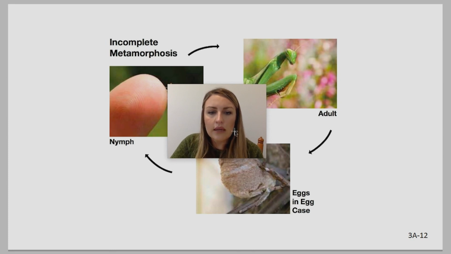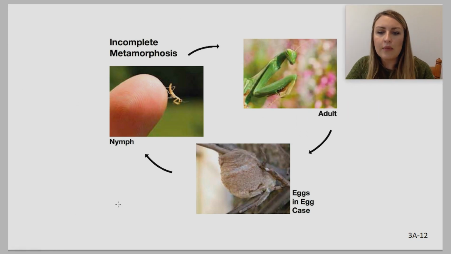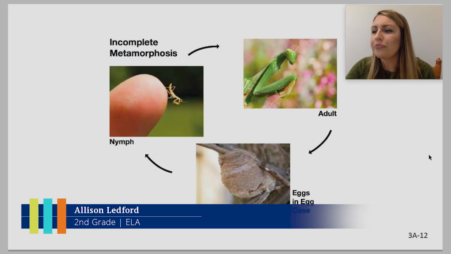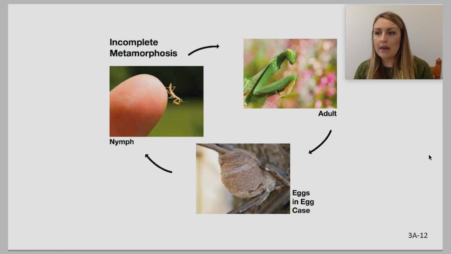Oh, here we go. Here is the cycle. An incomplete metamorphosis. Egg, nymph, adult. Very good. Now, if we have a complete metamorphosis, the third stage is different. You have egg, larva, pupa, adult.